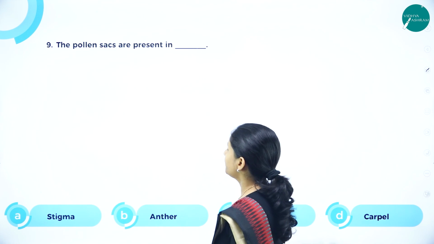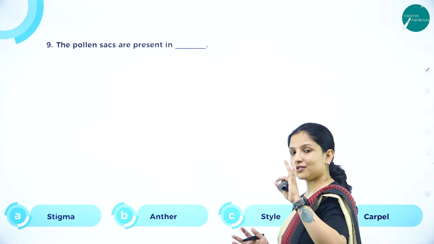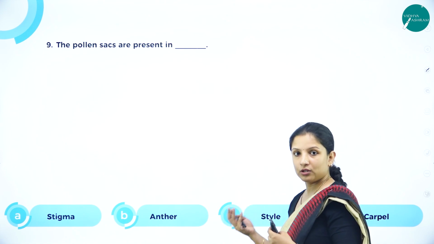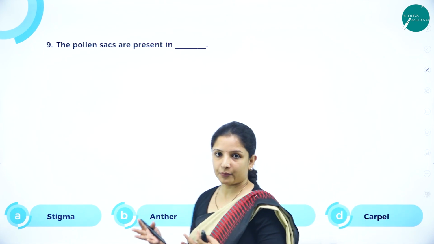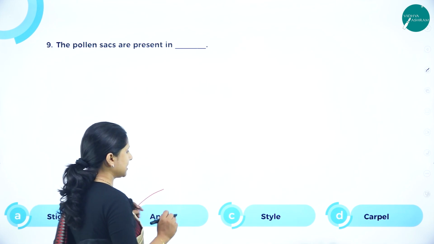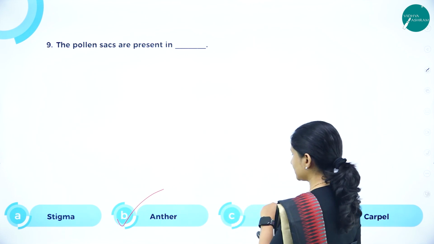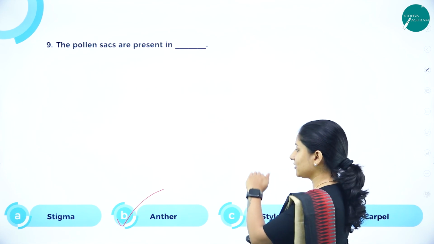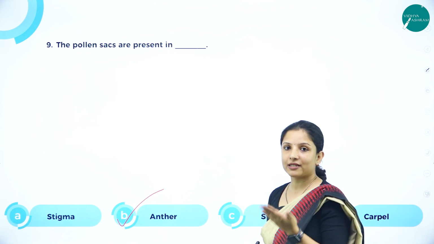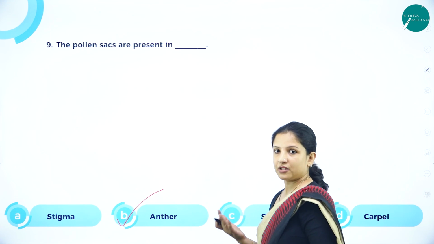Next question. The pollen sacs are present in stigma. No, stigma doesn't have pollen sacs, because pollen sac is related to the male reproductive system, where it produces the pollen grain. Stigma is the female reproductive part. Style? No. Carpel? No. It is in the anther exactly. The filament of the stamen is not style, and it doesn't produce the pollen. It is the anther that produces the pollen grain. In the anther, pollen sacs will be there, and in the pollen sac, pollen grains will be produced. Therefore, pollen sacs are present in the anther. Carpel is related to gynoecium.